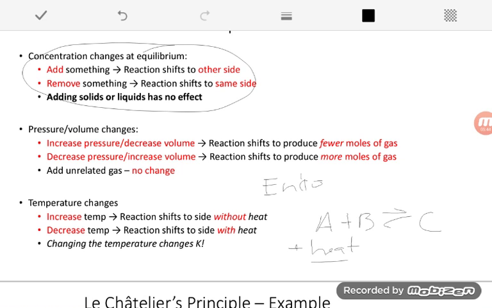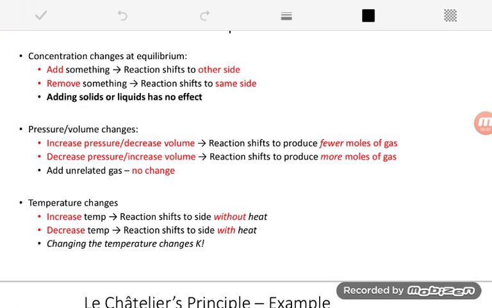If I add something, it's going to shift to the other side. If I remove something, it'll shift to the same side. So if I increase my temperature, that's adding heat, so it's going to shift to the other side. If I decrease the temperature, it's removing heat, so it would shift to the side with the heat. So same exact rules I used up here.